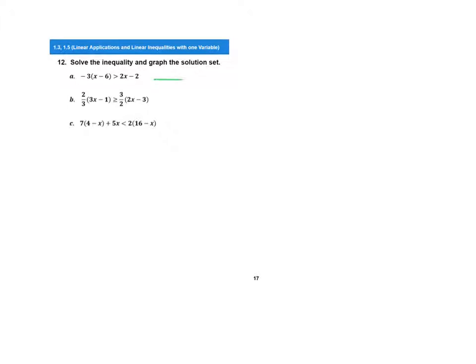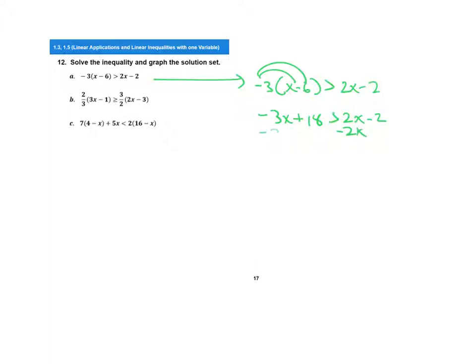Okay, and then let's look at A. So I've got to distribute because I see the parentheses. This is going to put us with variables on both sides, so that'll be negative 3x. Negative 3 times negative 6 is a positive 18. Now variables are on both sides, so I'm going to subtract 2x, put the variables on the left. So this will be negative 5x plus 18.